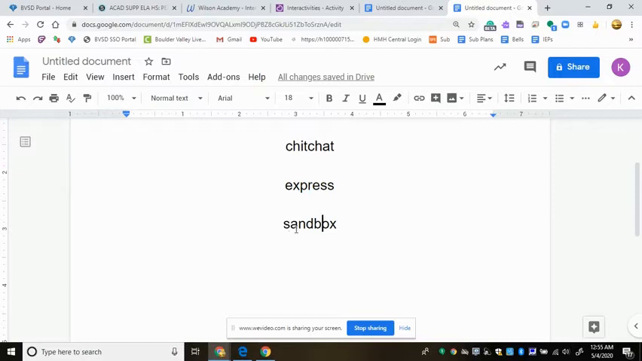Last one, sandbox. What do we notice about this? This is a compound word. There's 2 words here. Sand is the first syllable and box is the next. You split up the words, so you divide between the compound words.